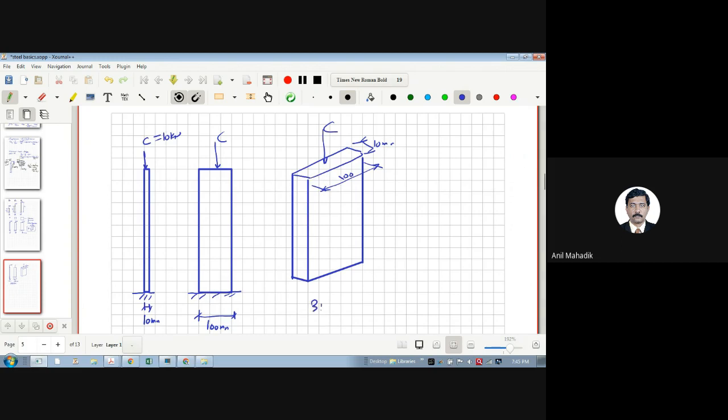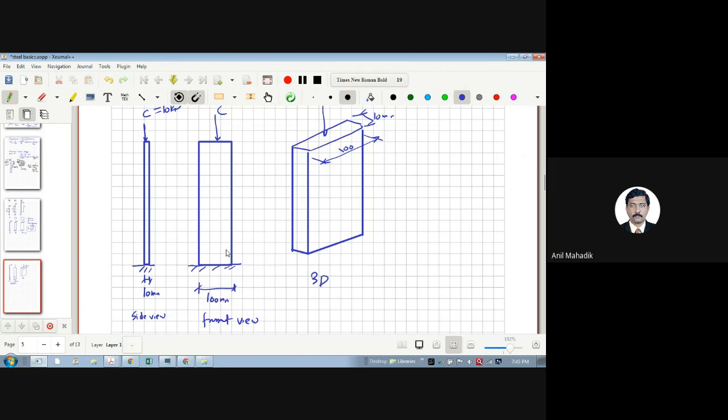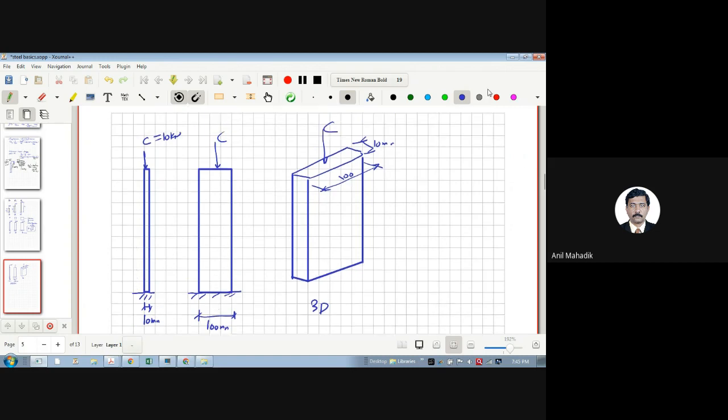So this is your 3D, this is your side view, and this is your front view. How will it buckle? Tell me. Will it buckle like this? In the beginning, how will it buckle? As you go on increasing the compressive force, will it buckle like this or will it buckle like this first?